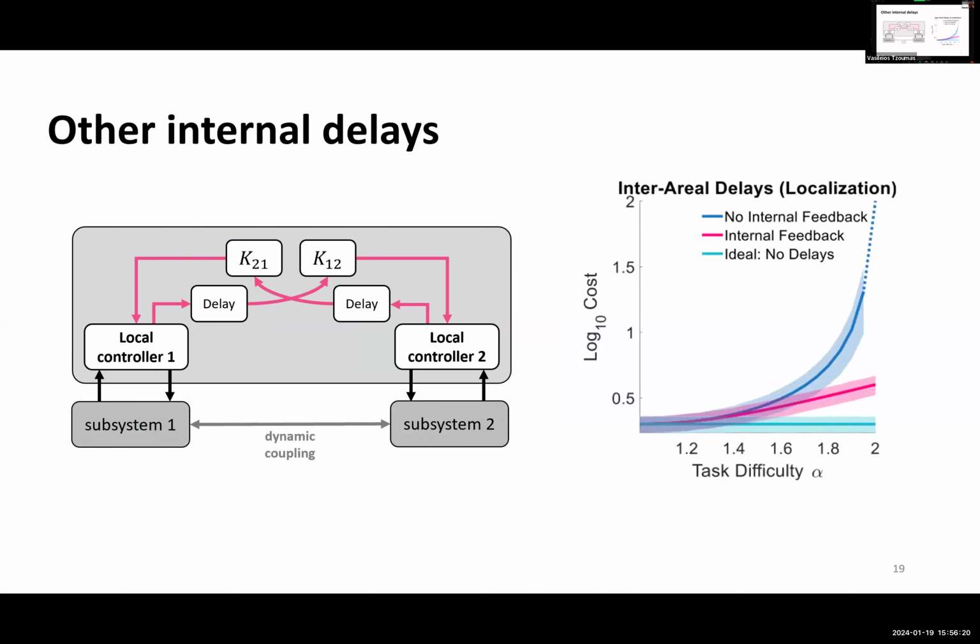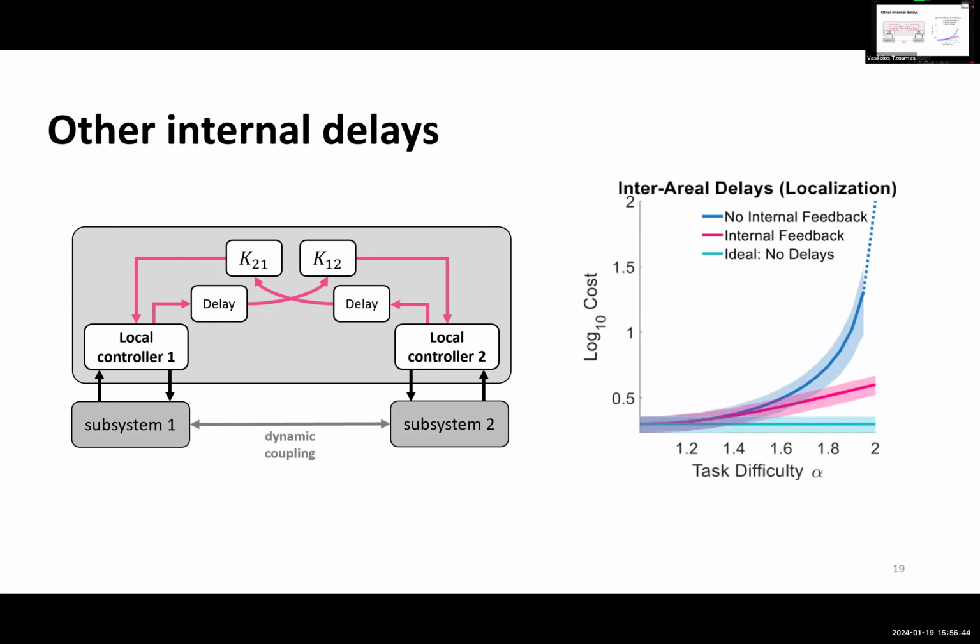Okay, so this second case is a very, very, very simple version of distributed control. So we assume two subsystems that are dynamically coupled to one another. It can be two cities coupled by a power grid if you like, or in the case of us, it can be your hand and your elbow, for instance. These are dynamically coupled, but there's, at least neurologically, evidence for local control of each of them.